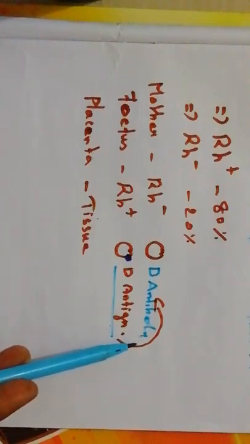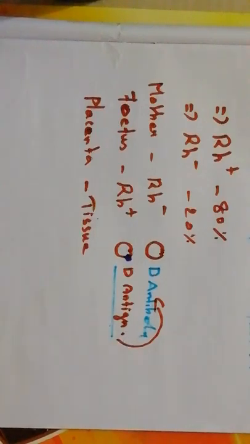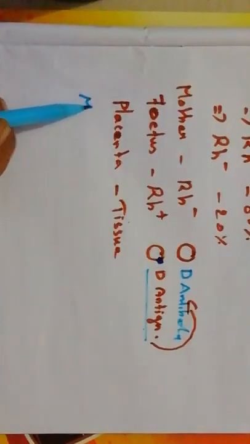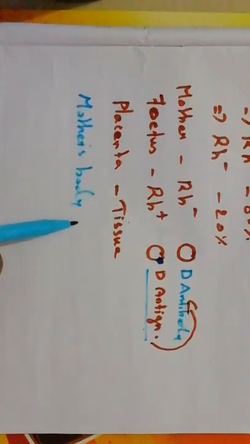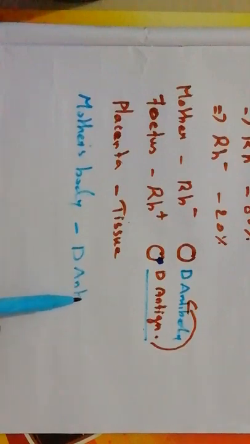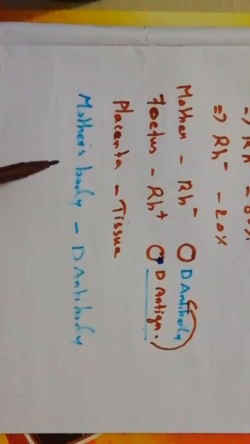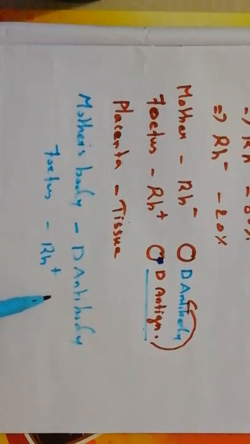Okay, but in case of the second delivery, the second child, if she conceives the second child, what happens there? Now in the mother's body, what is there? D antibody is there. Now the fetus is RH positive. What do you mean by RH positive? D antigen will be there. Am I right? D antigen will be there.